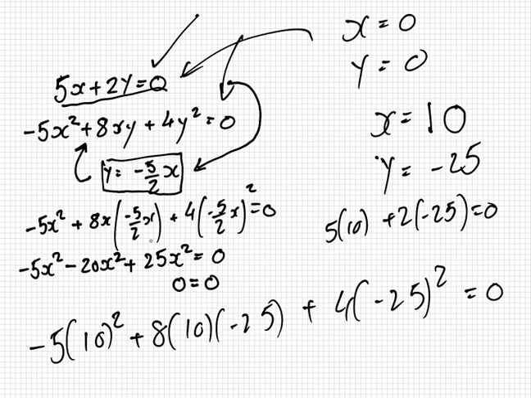Now, as long as we choose any value of x or y that satisfies this equation, the other one is automatically true. So there's actually many, many answers. So I have 2 answers at the back. There's actually wrong. There's infinite answers. 0, 0 is only one answer.